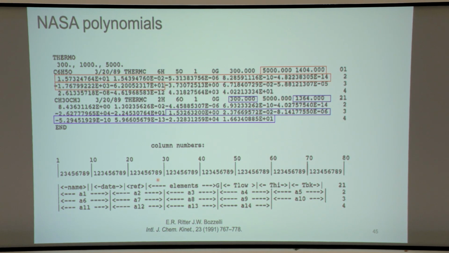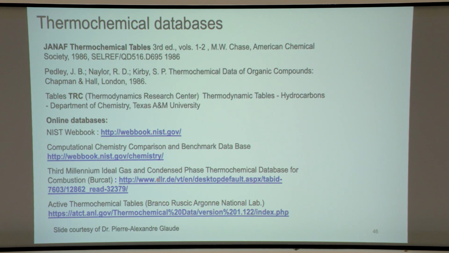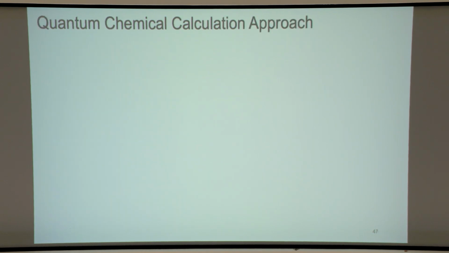So that's why I'm not going to talk about NASA polynomials. I hate them. So good. These are some databases. So this is a slide. If you ever need thermal data, these are good sites. And if the data is not in these sites, then you can try to calculate it. Okay, we'll stop there, and then let's take a break, and we'll finish up with this after.